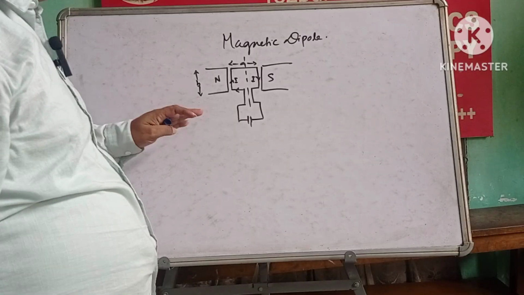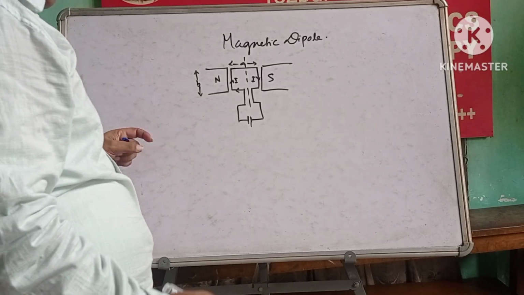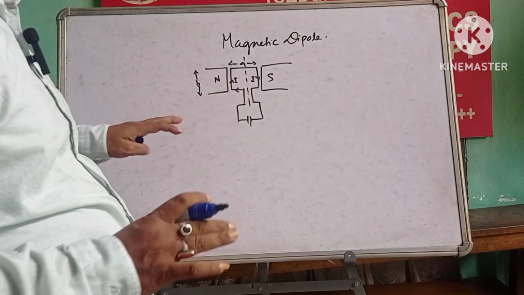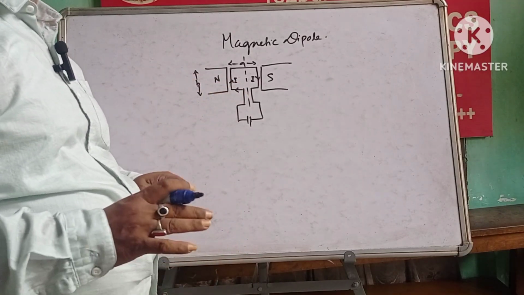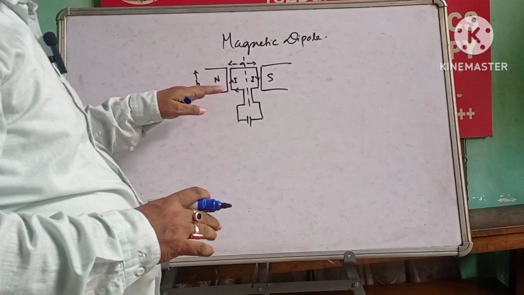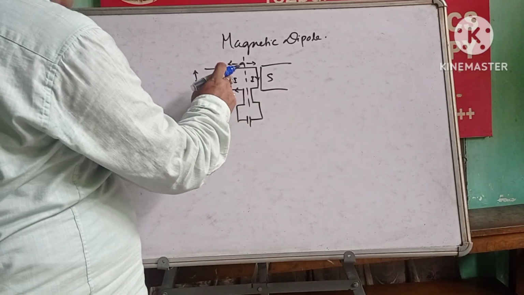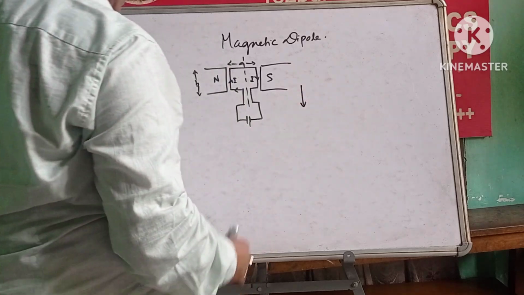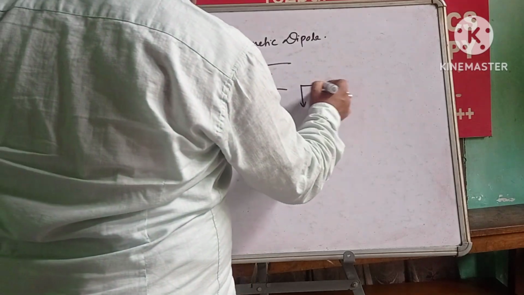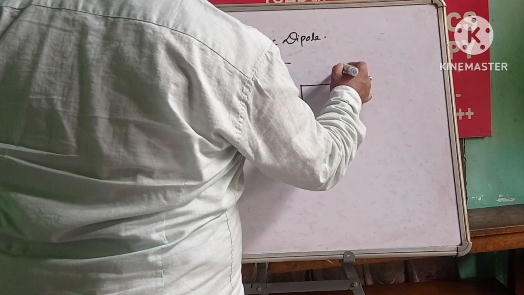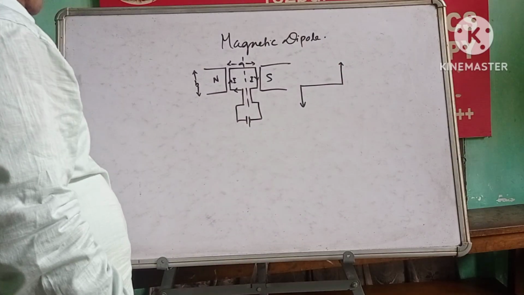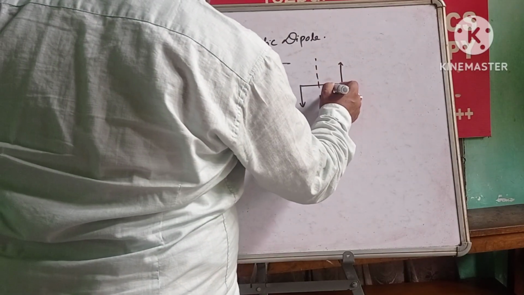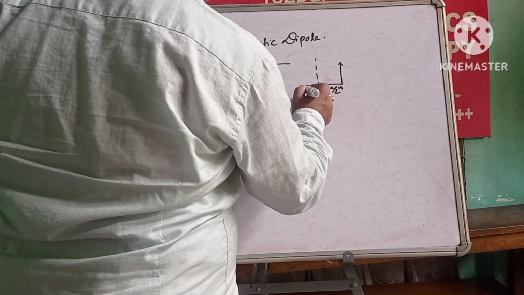So again here you see that the net force is zero. This coil is placed in a uniform magnetic field, so your net force is zero. Since your net force is zero, the force at this edge is acting downward, and the force acting here is upward. This is your axis, so this is a by 2, and this is a by 2.